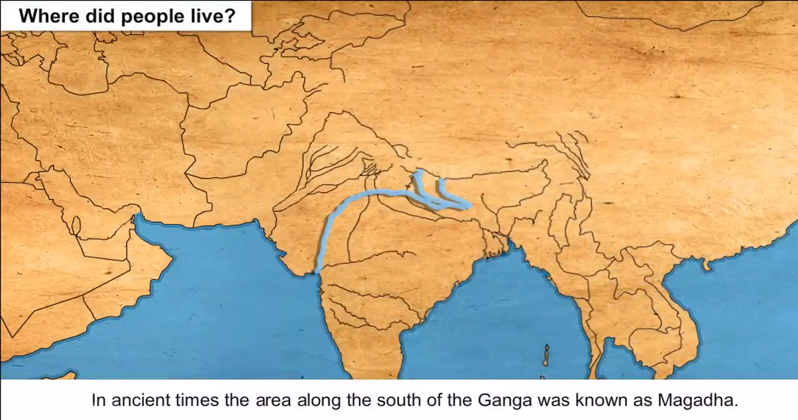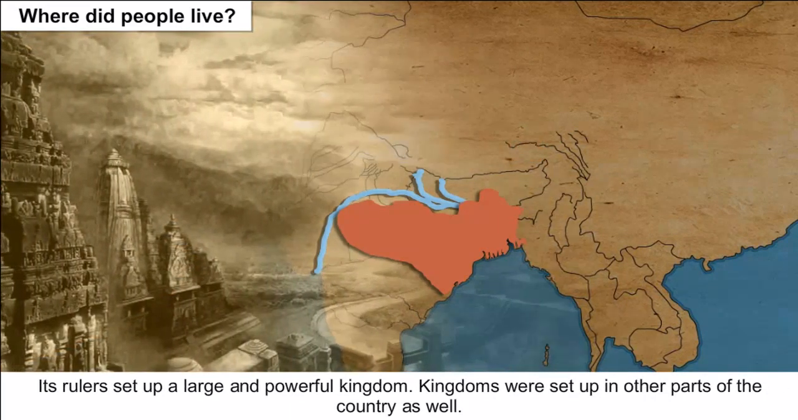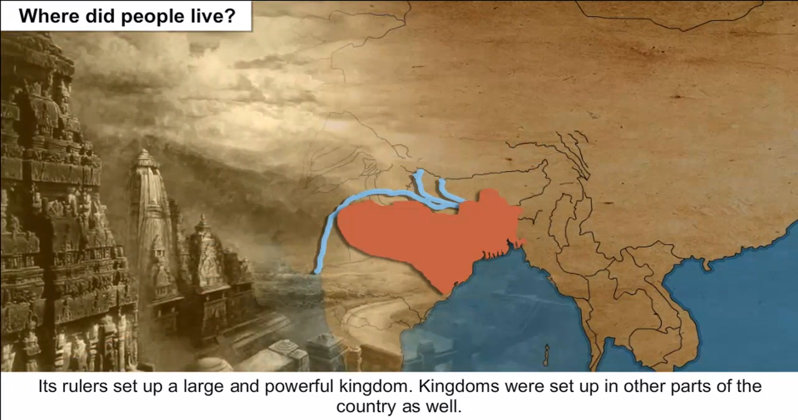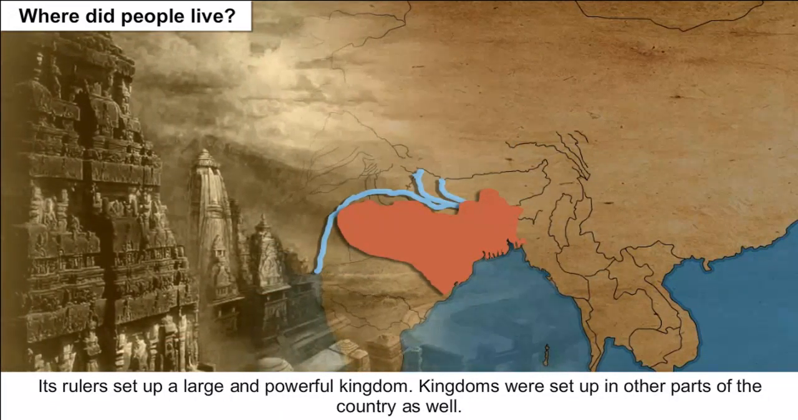In ancient times, the area along the south of the Ganga was known as Magadha. Its rulers set up a large and powerful kingdom. Kingdoms were set up in other parts of the country as well.